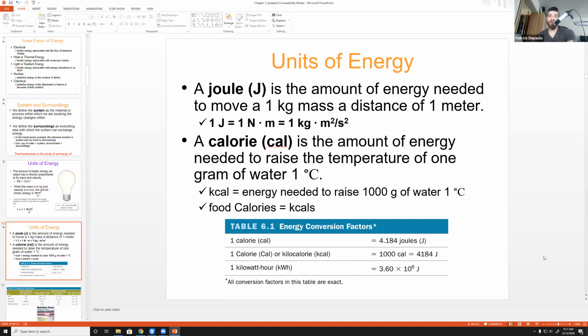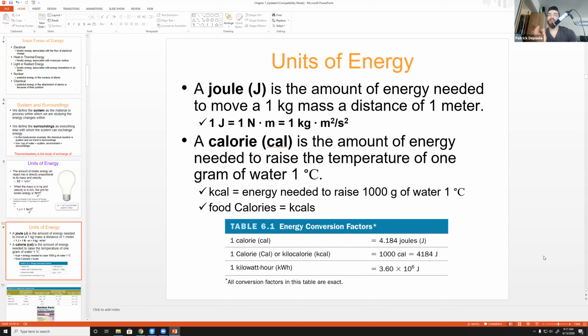Then you have a calorie. So calorie, which we know is based on food and stuff like that, is the amount of energy needed to raise the temperature of 1 gram of water by 1 degree Celsius. So if you think about those, we'll learn about specific heat, but I'll give you an idea of how stubborn water is, or how much energy is required to change temperatures of water.